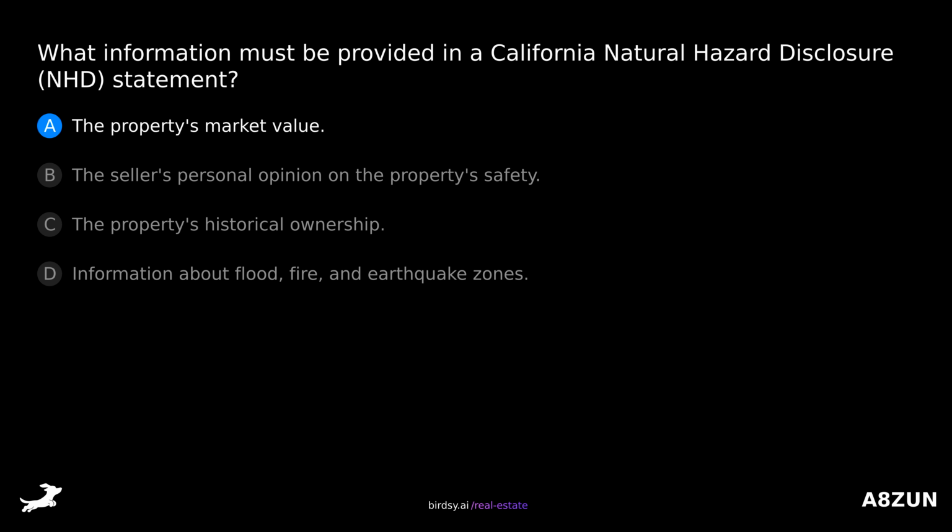Is it A, the property's market value? B. The seller's personal opinion on the property's safety. C. The property's historical ownership. Or D. Information about flood, fire, and earthquake zones. The answer is D. Information about flood, fire, and earthquake zones.